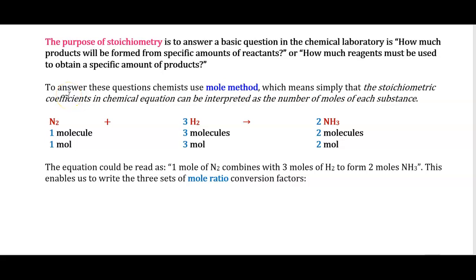Hello. Today we're going to talk about stoichiometry and how we use stoichiometry to answer a typical question for chemical labs. How much product will be formed from a specific amount of reactants, or how much reagent must be used to obtain a specific amount of products.